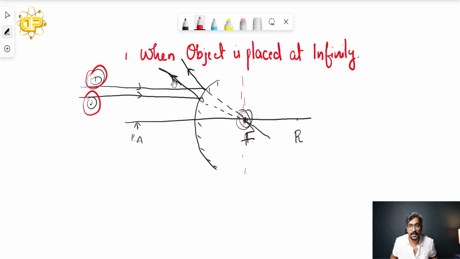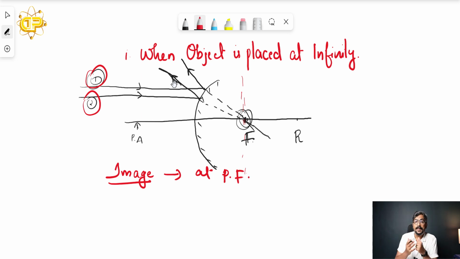Now you got the point. Now where will the image be formed? The image will be formed at the focus or principal focus. In this case, principal focus. So we are going to write the properties there. Image is formed at focus, or here it is principal focus, or simply you can write focus, right?